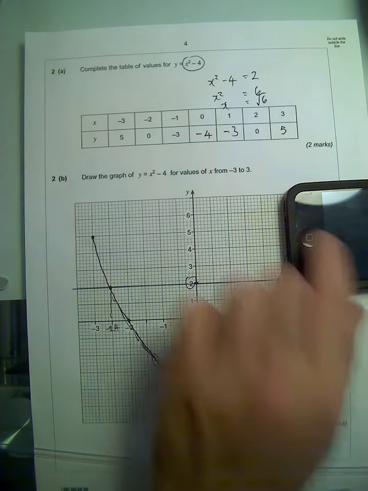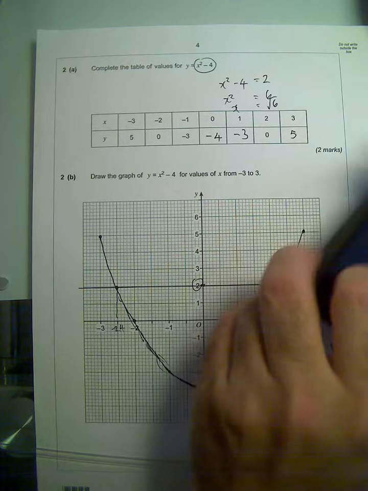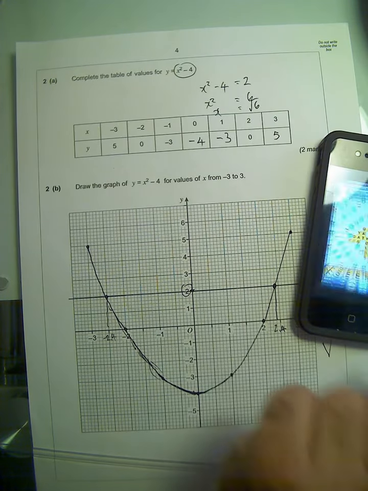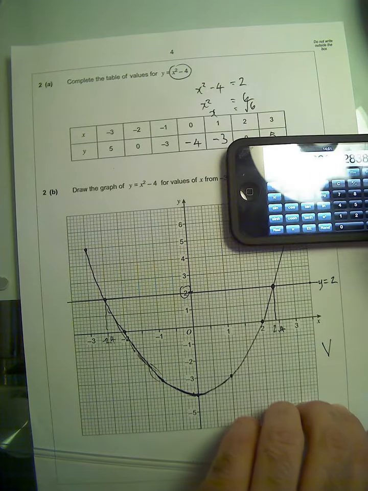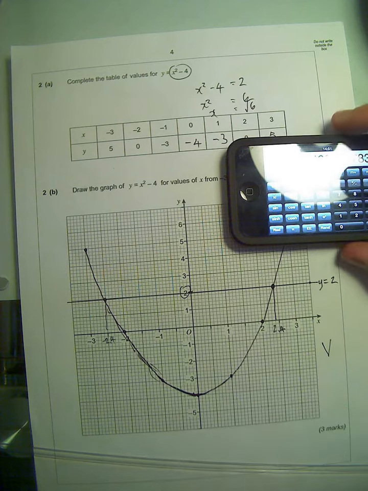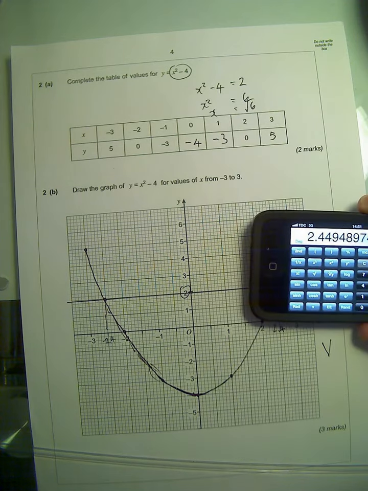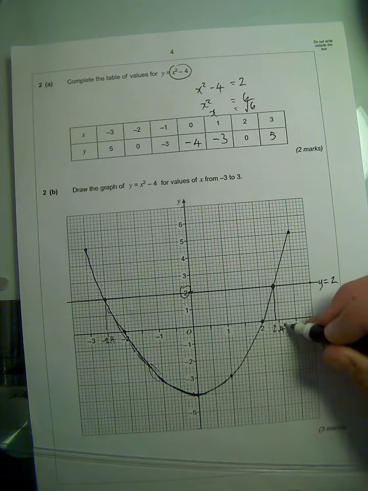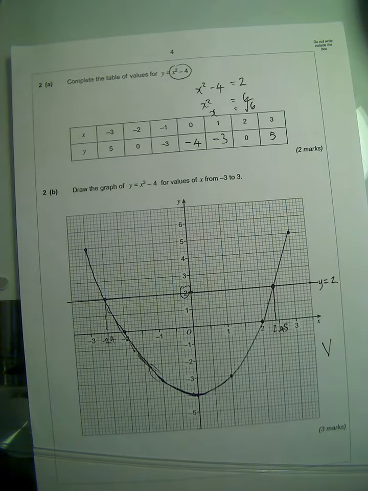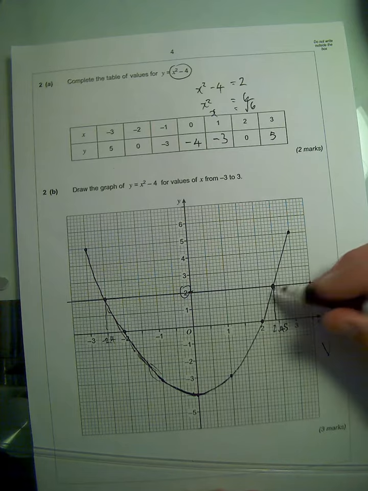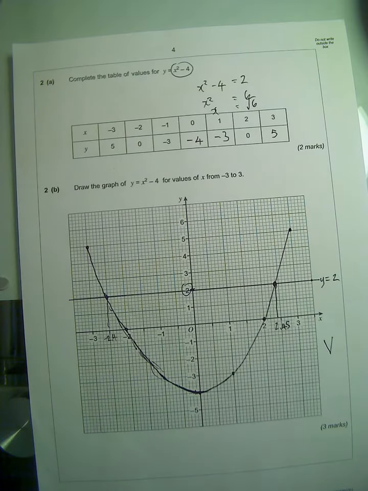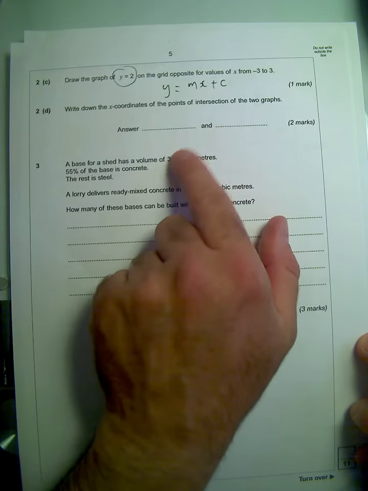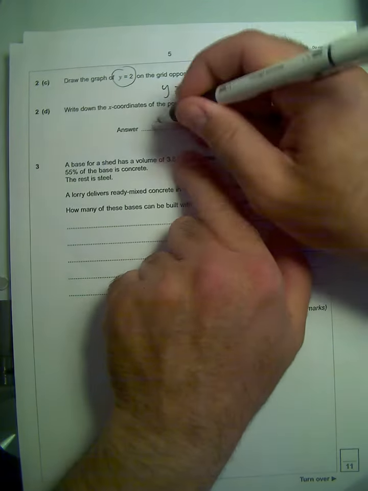Let me get my calculator. The square root of 6 is 2.45, just about. Okay, so if you do it absolutely perfectly, it will be plus and minus 2.45 where they meet. But you're getting the marks for doing that from the graph and not from being clever and solving the equation.